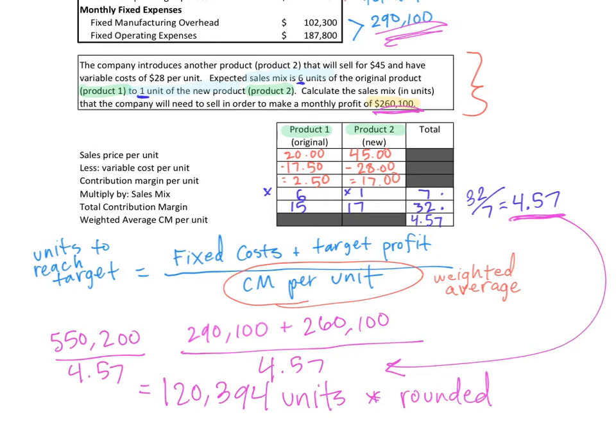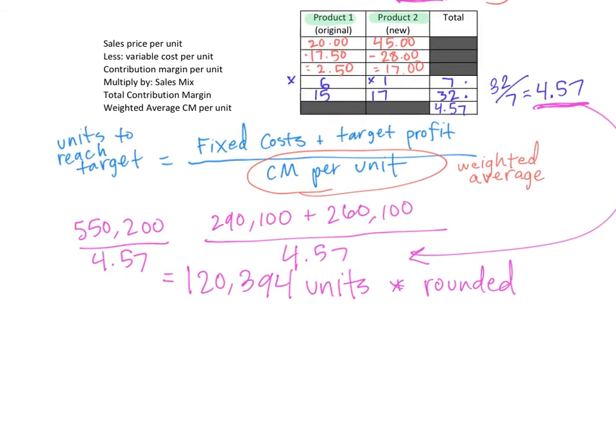We have just determined that Johnny's Manufacturing needs to sell a total of 120,394 units in order to meet its target profit goal. That takes into account that the company sells more than one product, and that they have a sales mix that's different for each product, and that each product has its own different sales price and variable costs. Let's take this one step further.